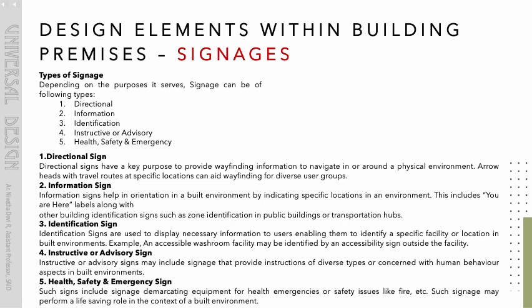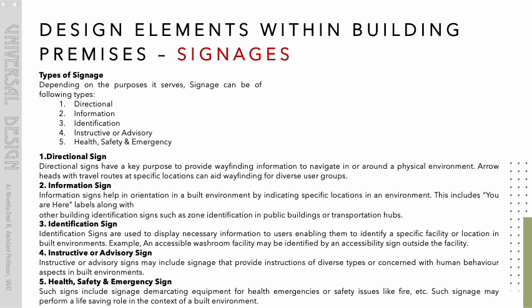Types of signage depending on the purposes it serves. Signage can be of the following types: directional, information, identification, instructive or advisory, health, safety, and emergency. 1. Directional signs have a key purpose to provide wayfinding information to navigate in or around a physical environment. Arrowheads with travel routes at specific locations can aid wayfinding for diverse user groups.